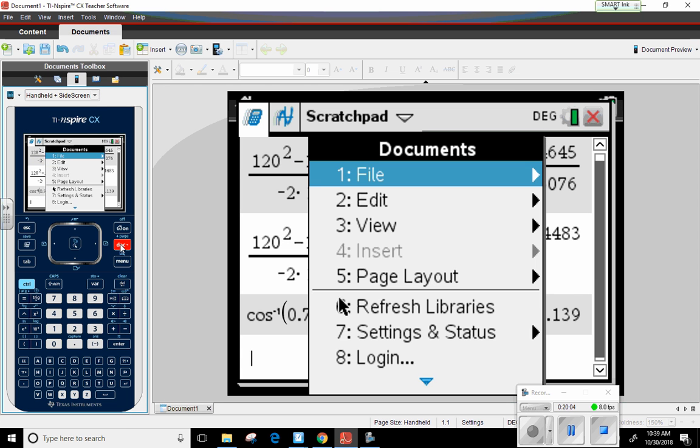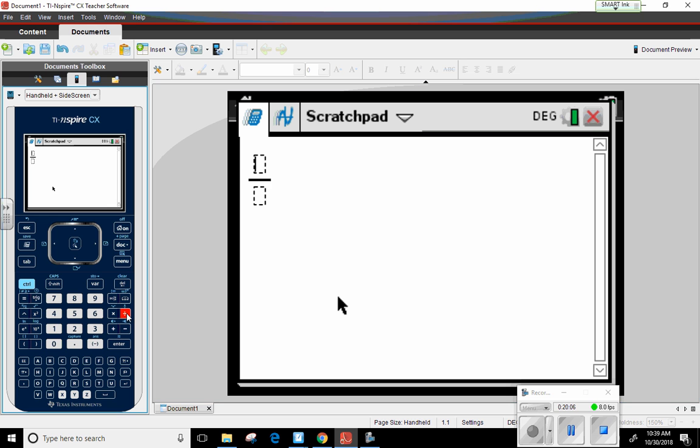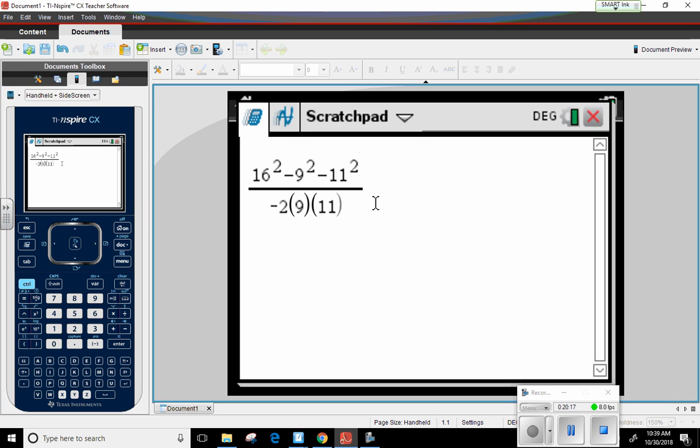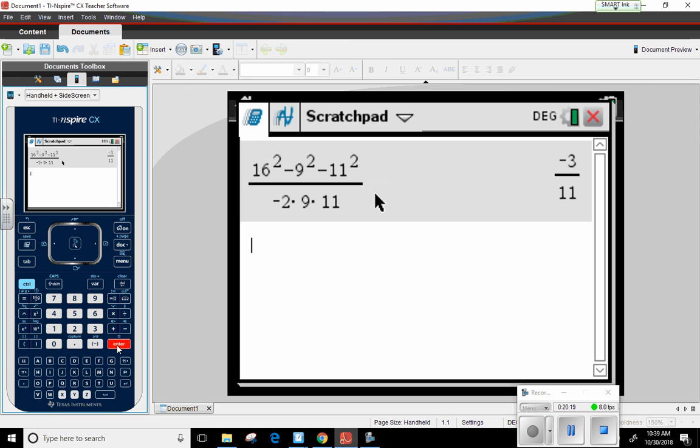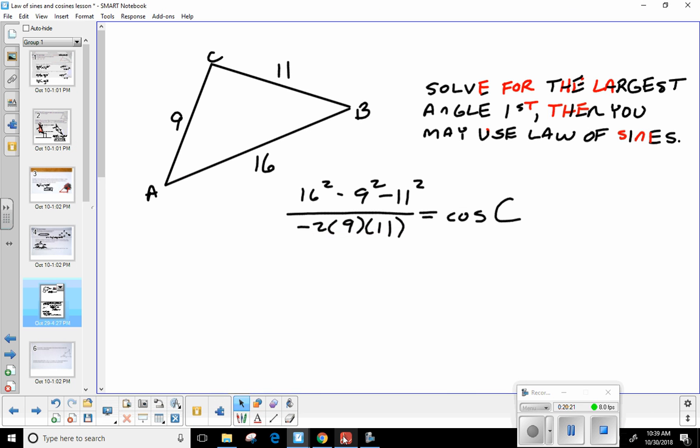So let's figure out what that is. Let me get rid of all this. So document B, we had 16 squared minus 9 squared minus 11 squared all over negative 2 times 9 times 11. Okay, so I'm getting negative 3/11ths for the cosine of C.